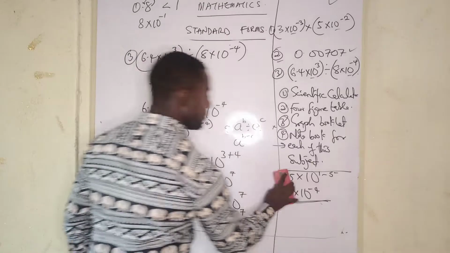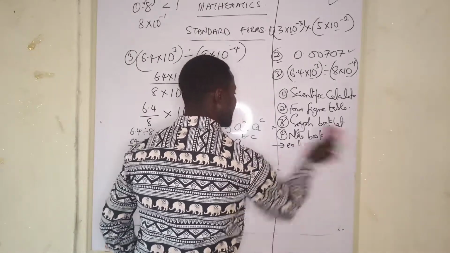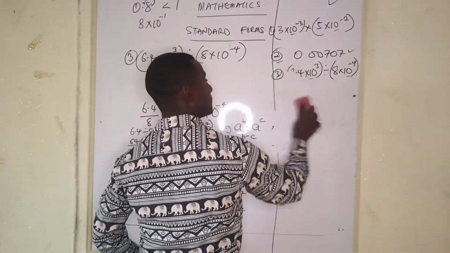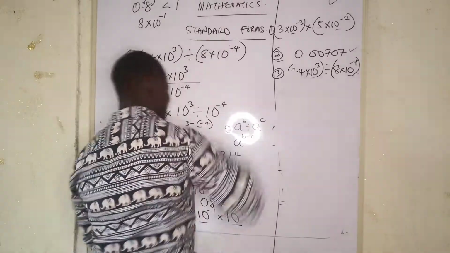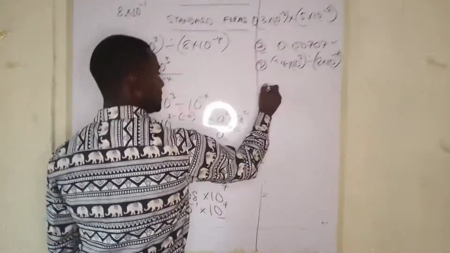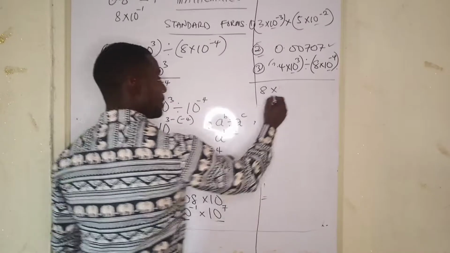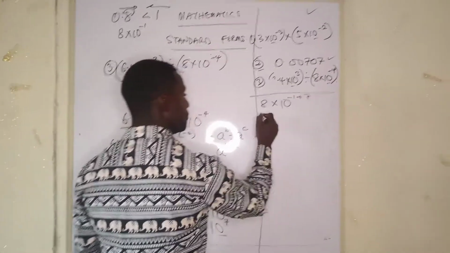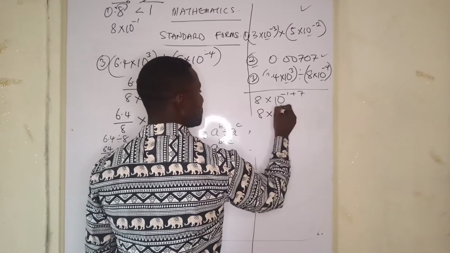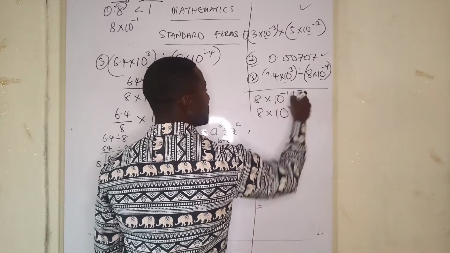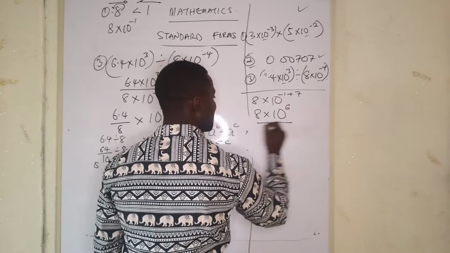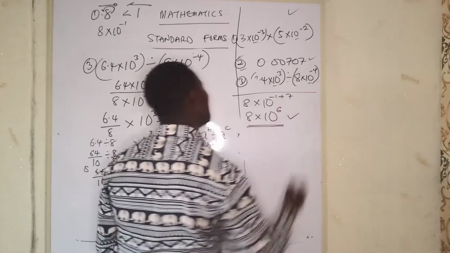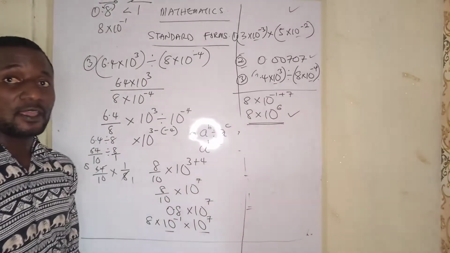Let's apply the simple logic we applied the last time. Now, it will just give us 8 times 10 raised to the power minus 1 plus 7, which will give you 8 times 10 raised to the power, minus 1 plus 7 will give you what? 6. And this is our conclusive answer. Are we clear here?